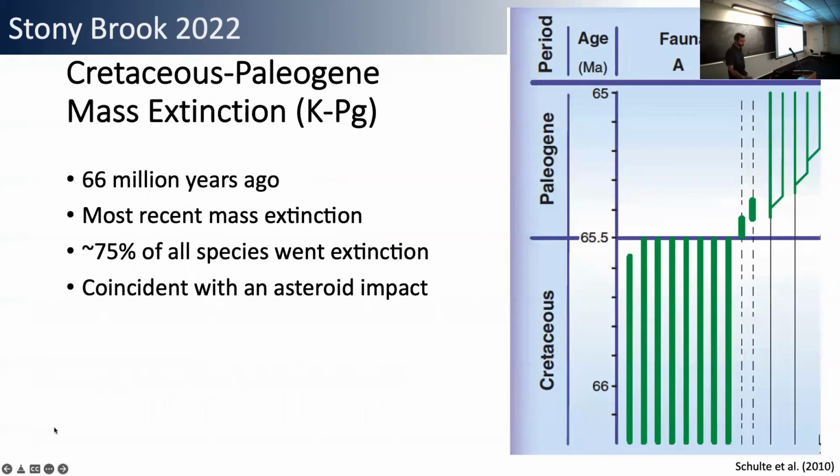All right, for those of you unfamiliar, the End-Cretaceous or Cretaceous-Paleogene mass extinction occurred about 66 million years ago. It was the most recent of the five big mass extinctions in Earth's history. At this time, about 75% of all species went extinct. And it was coincident with a large asteroid impact in the Gulf of Mexico region, which is thought to be the primary driver of the extinction.